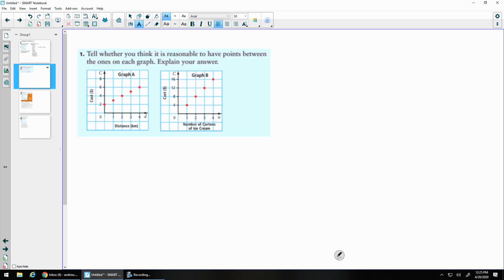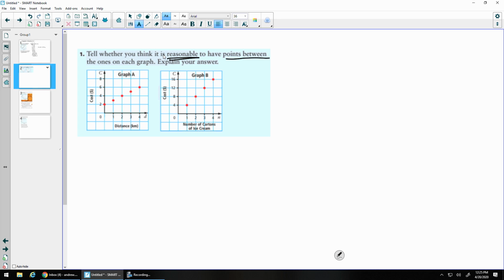Just a quick thing. Tell whether you think it is reasonable to have points between the ones on each graph. So we have our graphs, and often they just show certain points as it goes up. Does that mean that that's the only data that can fit on this graph? Well, it depends on what we're looking at.